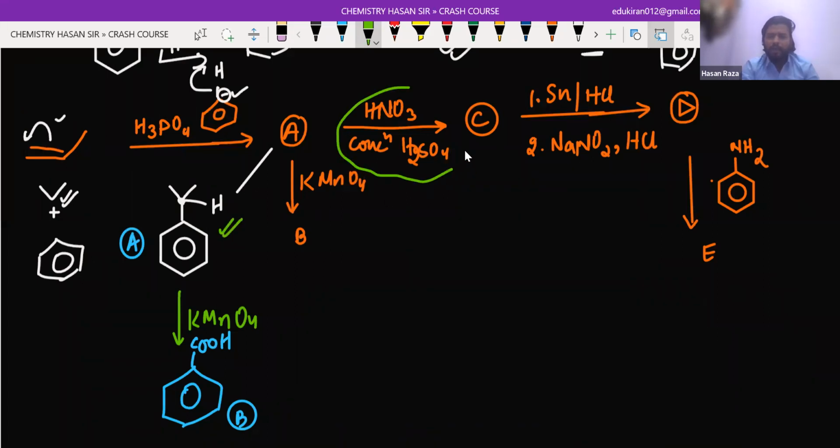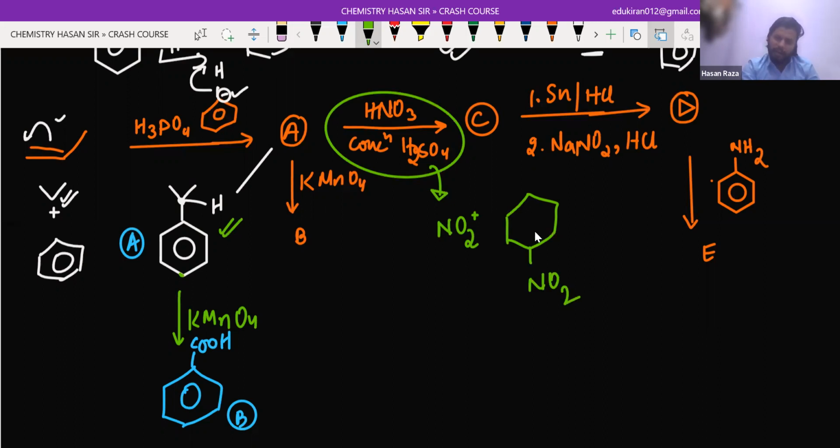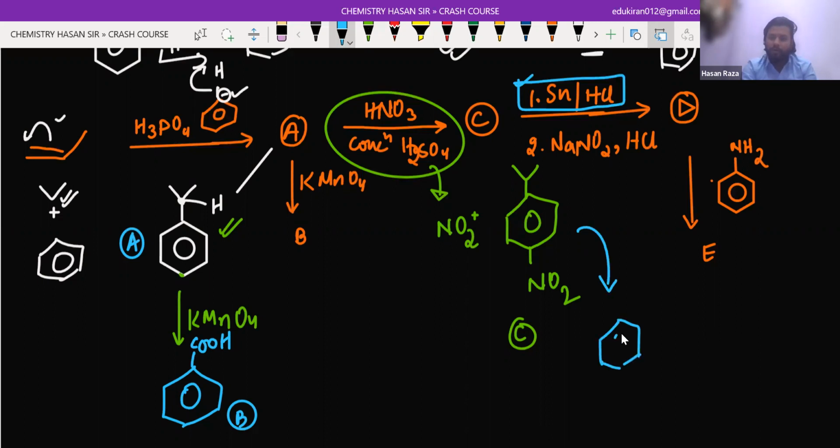Now come to this. This is your A, always remember that. If you are going to treat this with HNO3 and H2SO4, what will happen? There will be formation of an electrophile, that is NO2+. And this NO2+ is directly going on para because this is the stable position. So your C is this, with NO2, and the rest part will be as it is. Now this C is going to be treated with first SnHCl. This is basically reduction of nitro group into amine. So NO2 will be converted into amine, that is NH2, and the rest part will be as it is.